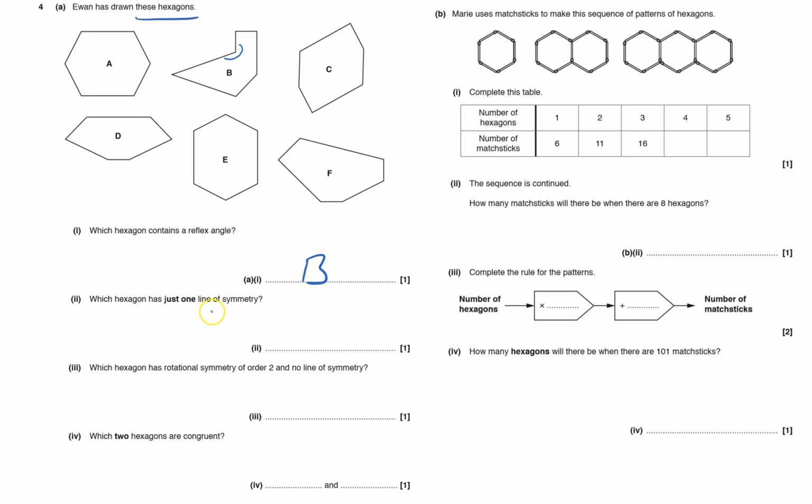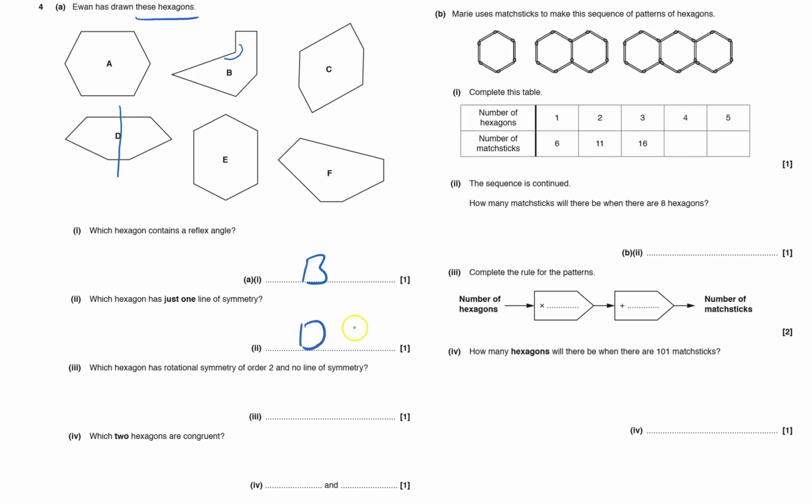Which one's just got one line of symmetry? Well, A will have one there. C, no, can't see any line of symmetry there. None there. 1, 2. It's going to be D, straight down there. It'd be better with a bit of tracing paper. You could trace it and flip it over to check it fits on itself.